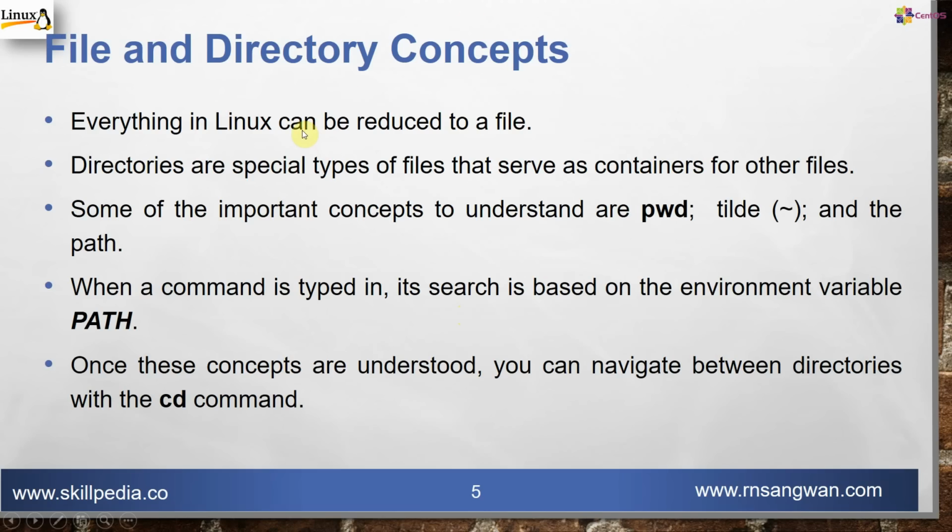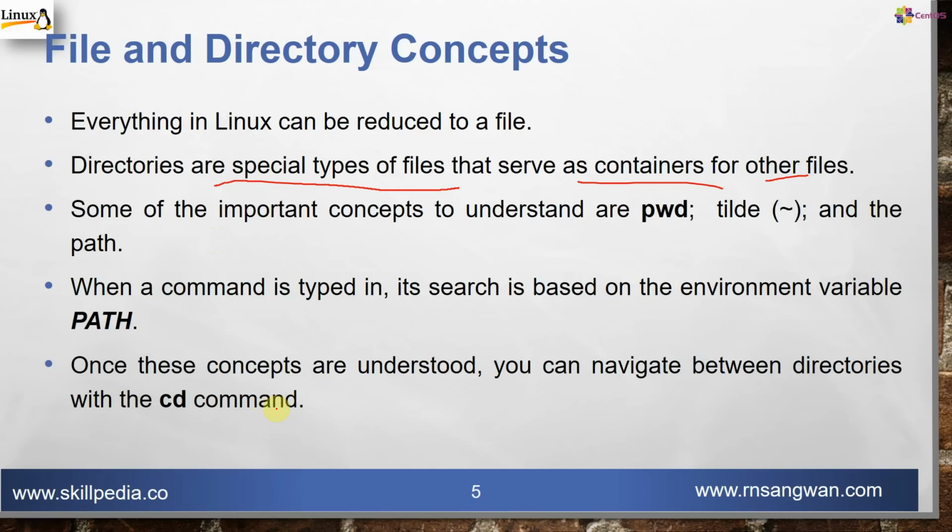Everything in Linux can be reduced to a file. The concept of files and directories in Linux: directories are also a special type of file that serve as containers for other files. Some of the important concepts to understand are PWD, which gives you the present working directory, the tilde symbol that represents the home directory of the user who is logged in, and the path concept. These are important concepts. When a command is typed, its search is based on the environment variable PATH. Once these concepts are understood, you can navigate between directories and files.